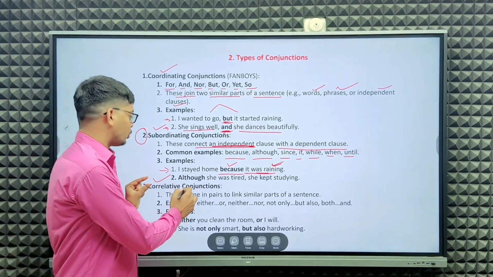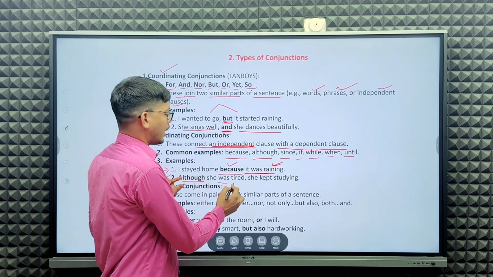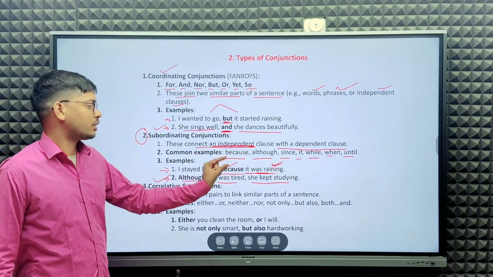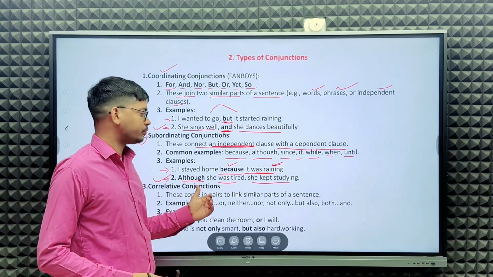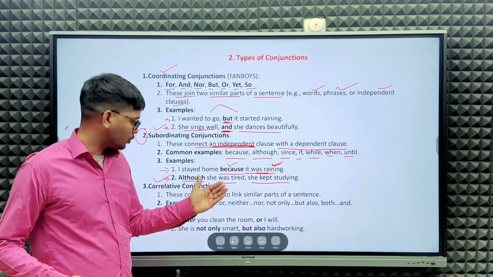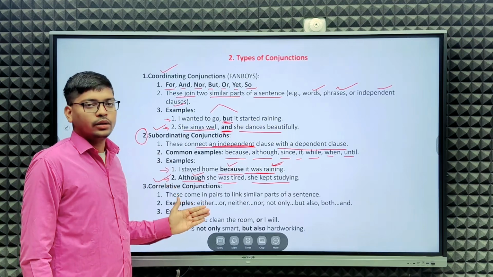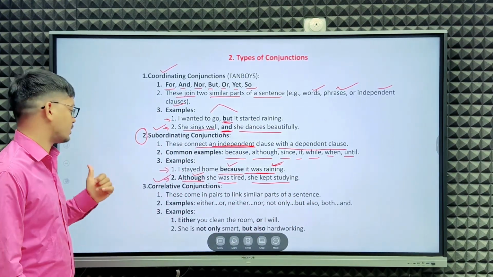Although, second example: although she was tired, she kept studying. She was tired, yet she kept studying. So we can say although also introduces a dependent clause here.